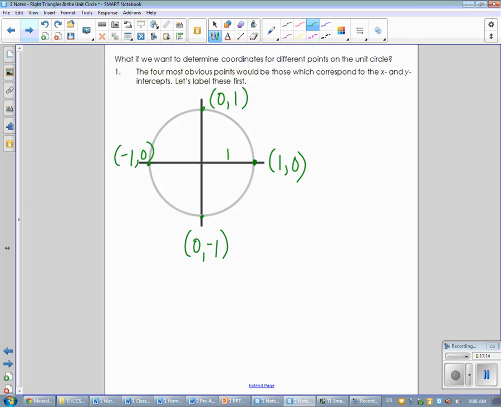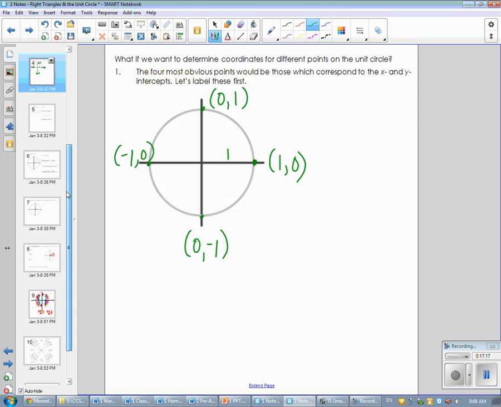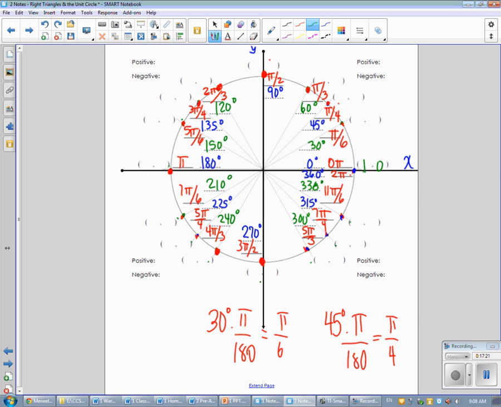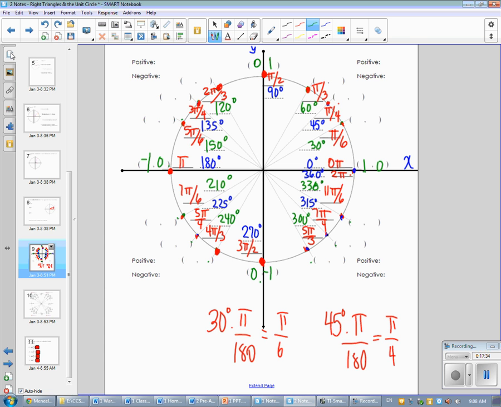And so now we can take that information and go back to the circle and put those points in. So this is the point 1, 0. This is the point 0, 1. This is negative 1, 0. And this is 0, negative 1. So I've got a bunch of other points that I still have to find. Let's go back.